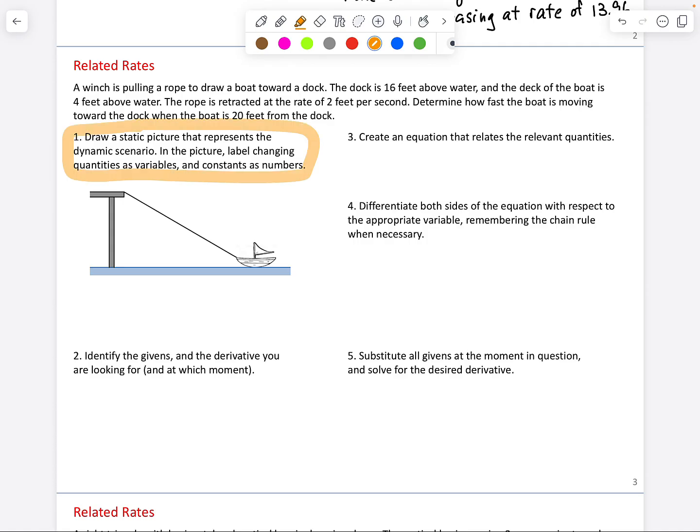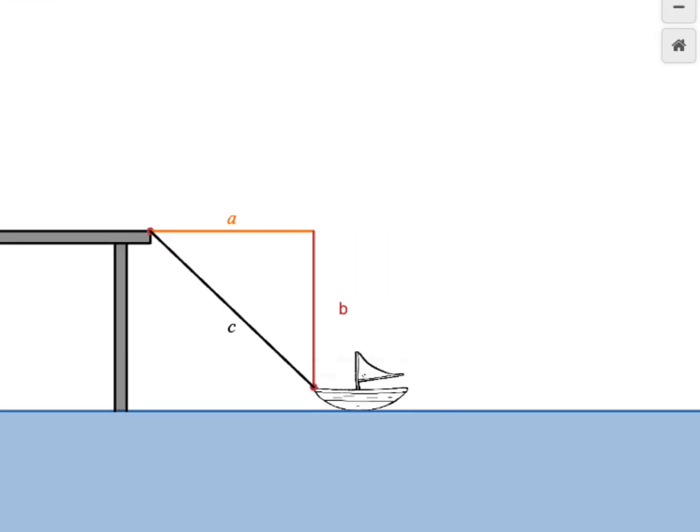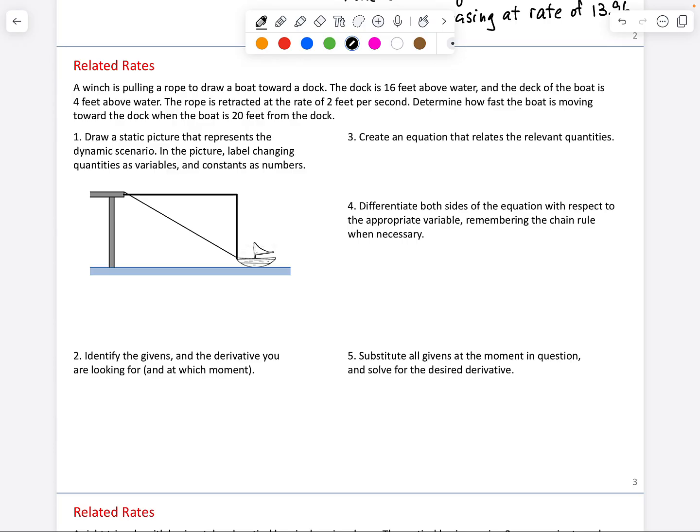Step 1, draw a static picture that represents the dynamic scenario. In the picture, label changing quantities as variables and constants as numbers. So to make my right triangle, the quantities that are changing, A and C, are both shrinking, but B remains constant. So the advice here is to label changing quantities as variables. So I'll have A here and C here for the hypotenuse, and this is a right triangle, but the height of the triangle is not changing, so we want a constant there, not a variable.